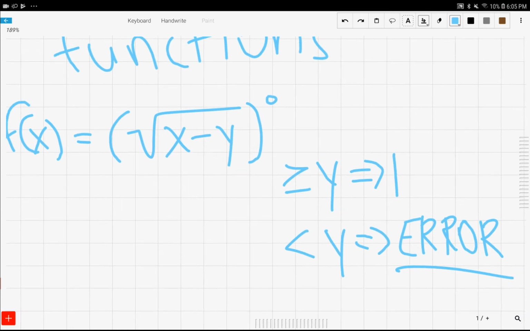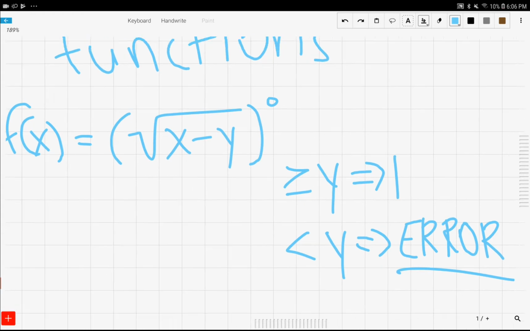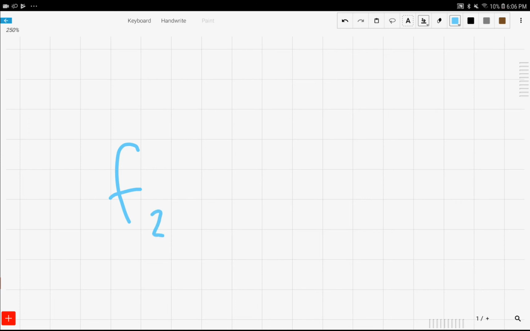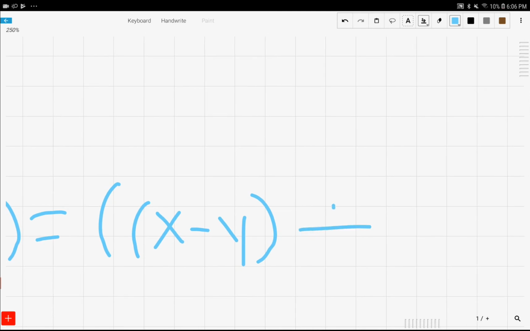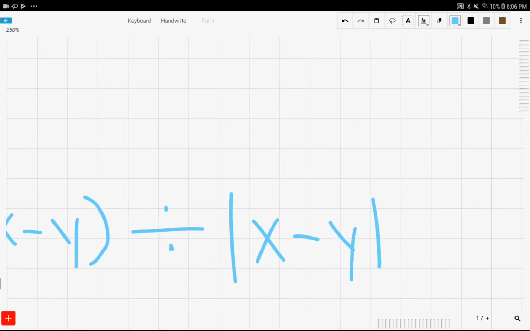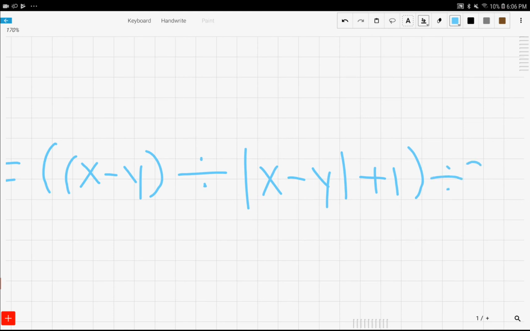So after finding a function that could check for greater than or equal to some number y, I decided to find a function that could check for strictly greater than y. So this function is a lot more complicated than the function we saw before. Let me just call this function f of 2 of x so we don't confuse it with the one before. And f of 2 of x was x minus y divided by the absolute value of x minus y plus 1, and everything is all divided by 2.